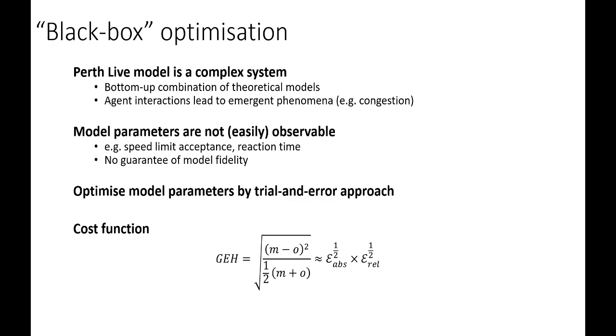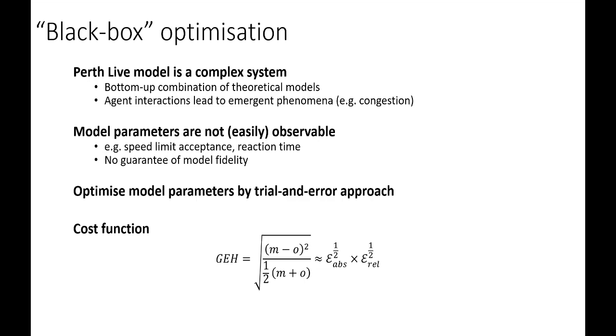The idea is that we have a modeled quantity and an observed quantity here, and this thing is approximately equivalent to the geometric mean of absolute error and relative error. The idea is that you want to balance these things out. And people in traffic think this is a good idea. Okay.